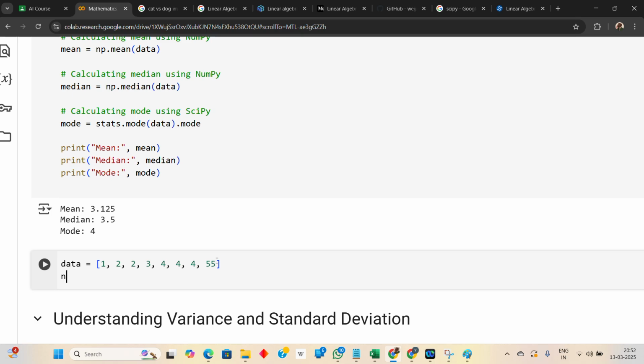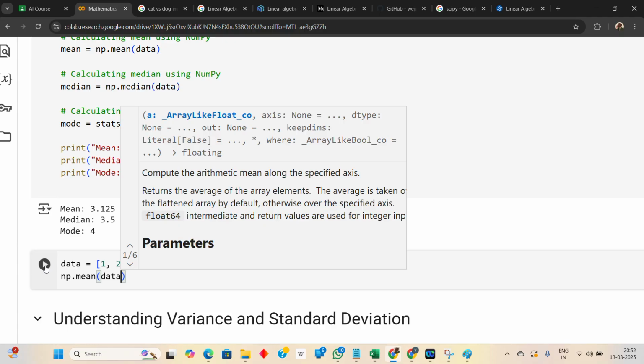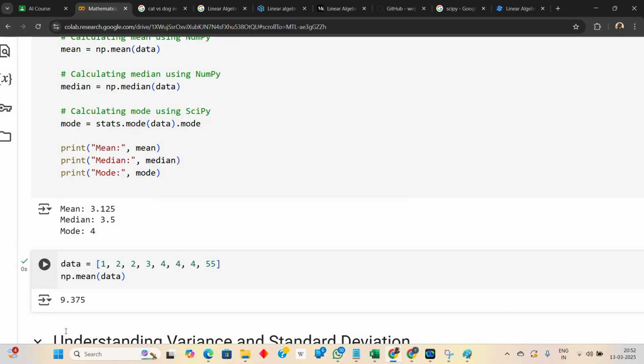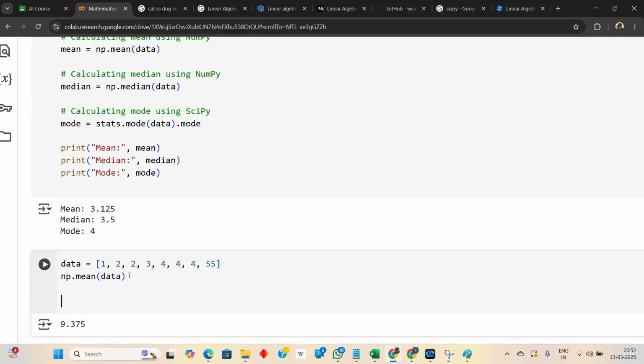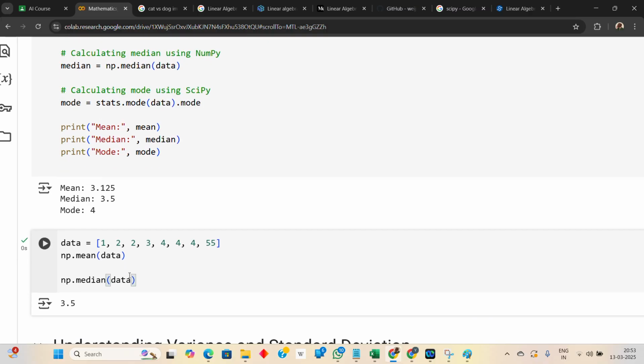Now, if you calculate np.mean of data, here you go, you will get 9.375. Similarly, if you calculate the median, you will get 3.5. If you remove the outlier, 3.5 is actually the most suitable concluded value, right? Next topic is mode.